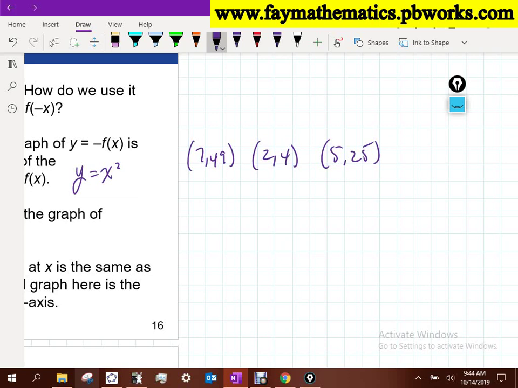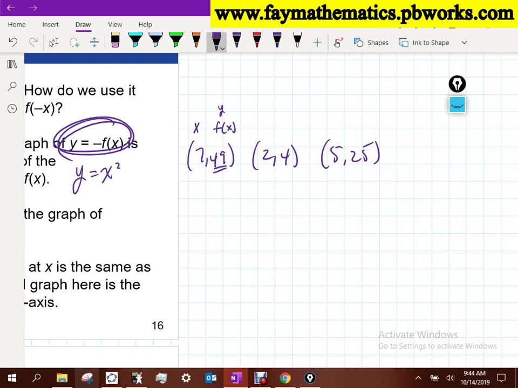Okay, so we've got those off of x squared, right? This is my x, and this is my rule f of x, which is the y, right? Well, if I say that I'm going to be interested now in y equaling the opposite of f of x, something like this. Okay? Well, this is f of x. So what's the opposite of that look like? Negative 49, right? 7 comma negative 49. It'd be 2 comma negative 4. 5 comma negative 25. Okay?